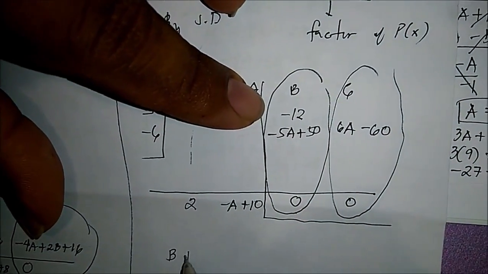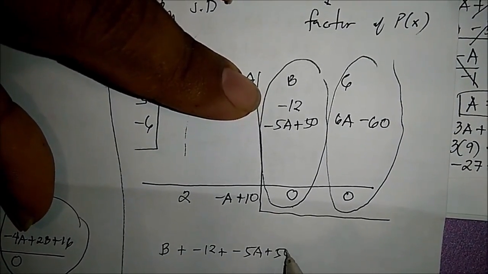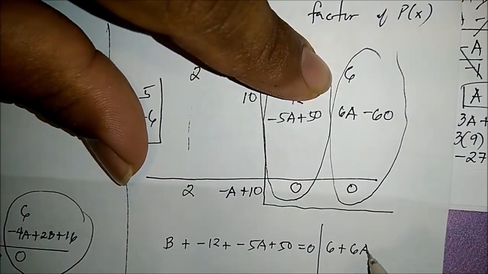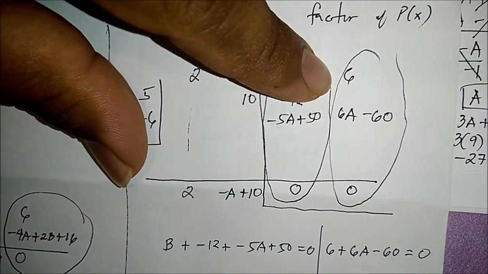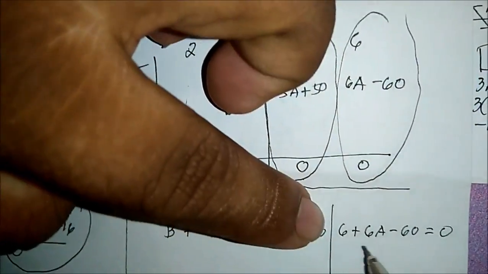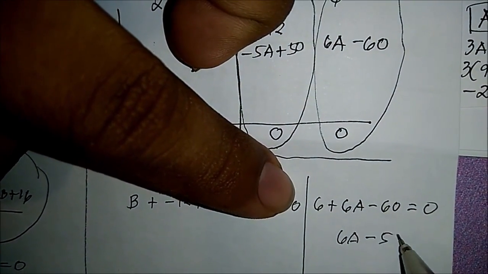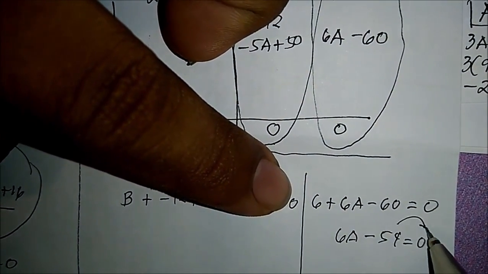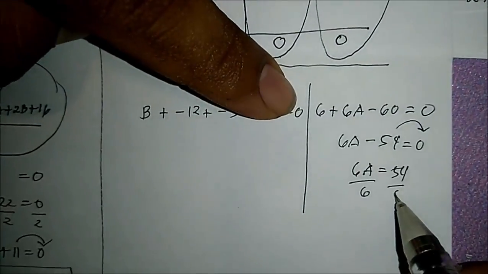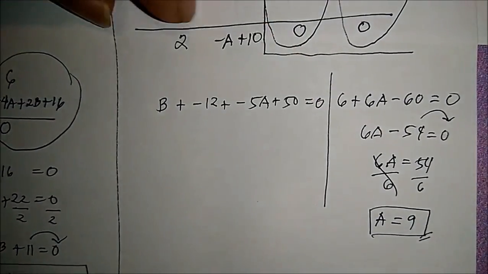So, b plus negative 12 plus negative 5a plus 50 equals 0. And the other one, 6 plus 6a minus 60 equals 0. Ito muna yung solve ko kasi a na lang yung variable dito. So we have 6a, negative 6 plus 60 is negative 54 equals 0. Applying APE, 6a equals 54. Dividing both sides by 6, a equals 9. So yun na yung value ng a, 9.